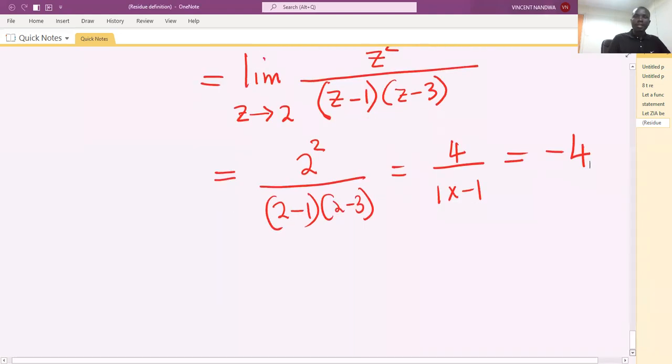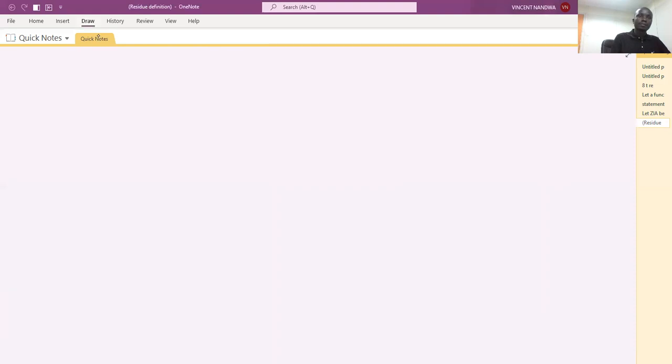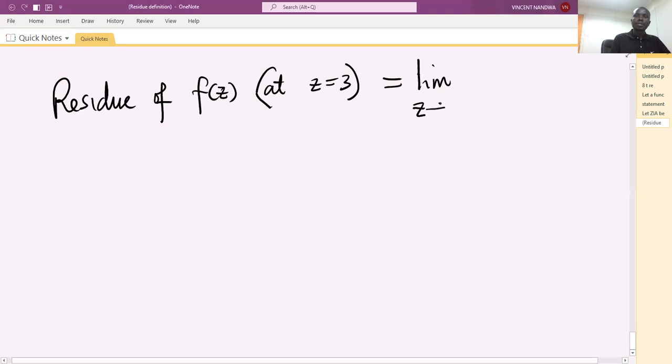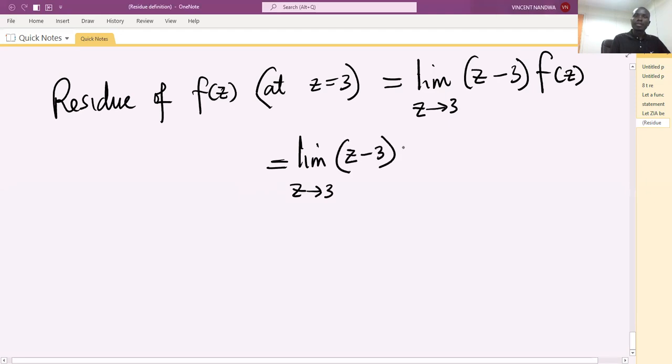And then residue at z equals to 3. So residue of f of z at the third pole z equals to 3 will be given by limit as z approaches 3 of z minus 3 multiplied by f of z. This will be limit as z approaches 3 of z minus 3, you multiply by z squared over z minus 1, z minus 2, z minus 3.